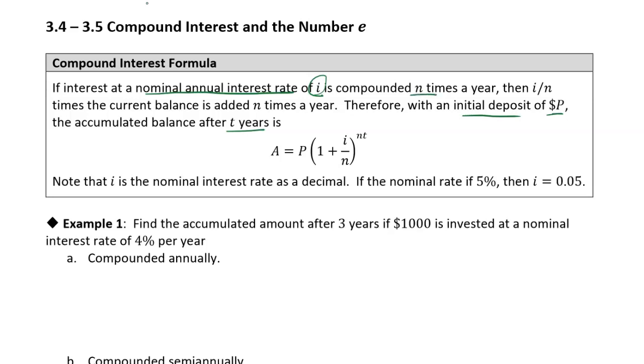compounded n times a year, then this is the formula that you use to figure out how much you have after a certain amount of time. So we're just going to first of all go through this example and see how to use that formula.